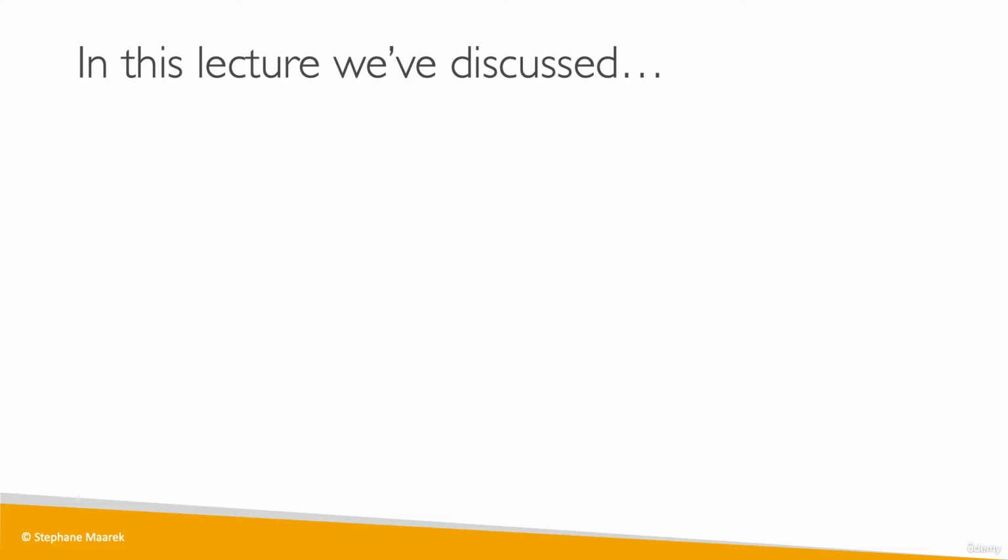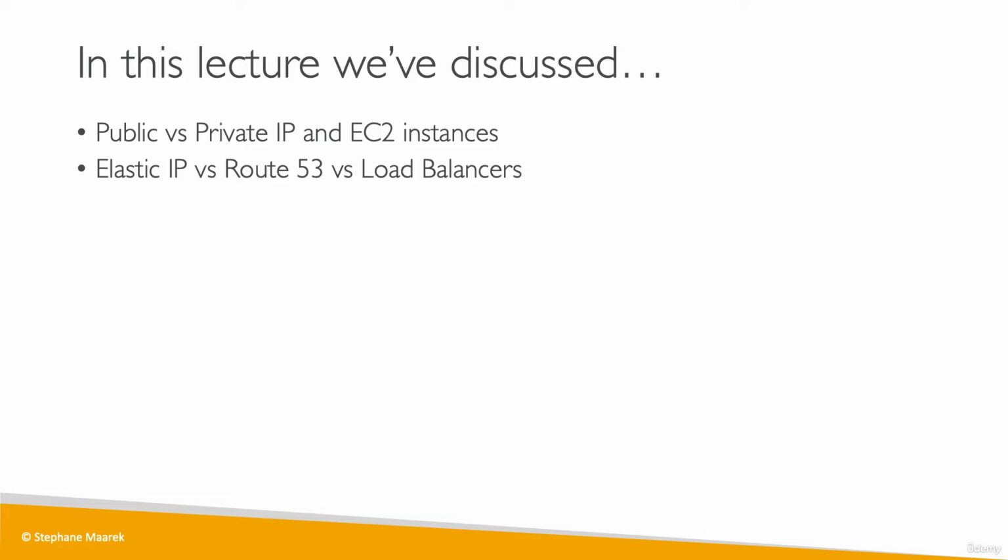Now, this is the first architecture discussion. Trust me, there will be many others in the next lectures. But for now, let's just review what we've discussed. Well, we've discussed, for example, what it is for an EC2 instance to have a public IP and a private IP, and where it fits in our architecture diagram. We've also seen the benefit of having an Elastic IP versus using Route 53 versus maybe using a load balancer for our application.